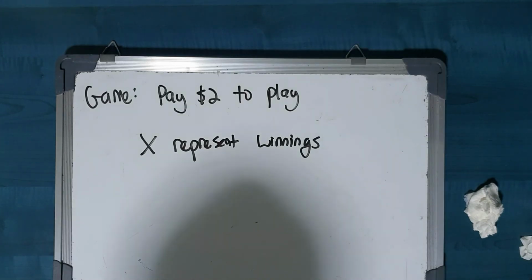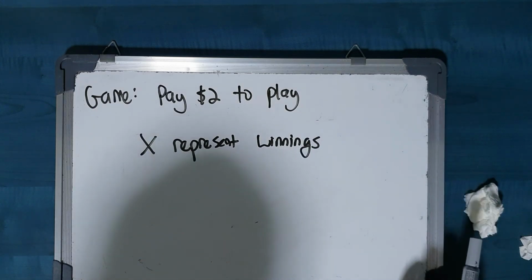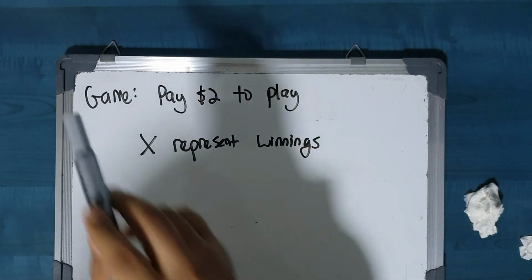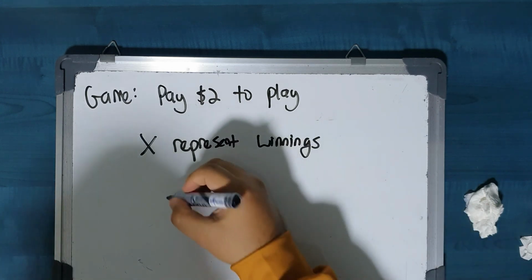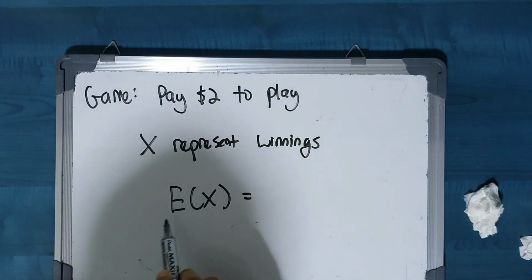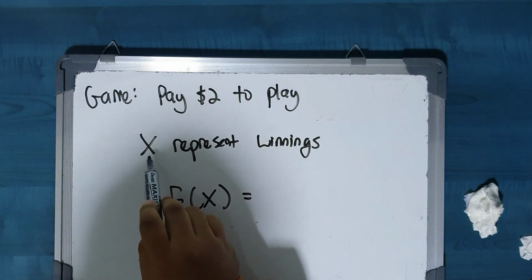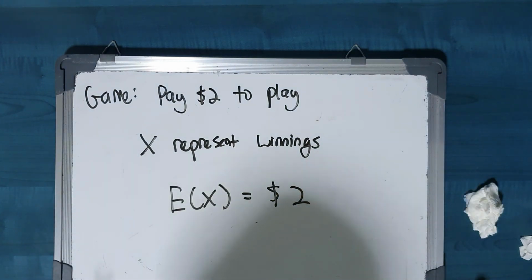But let's say the X in the question does not represent the gain, but instead represents the winnings from a game. For example, if in this game you have to pay $2 to play, then to ensure that it is a fair game, we just need to make sure that the expectation value of this X is also $2 for this to be a fair game. I hope you understand this.